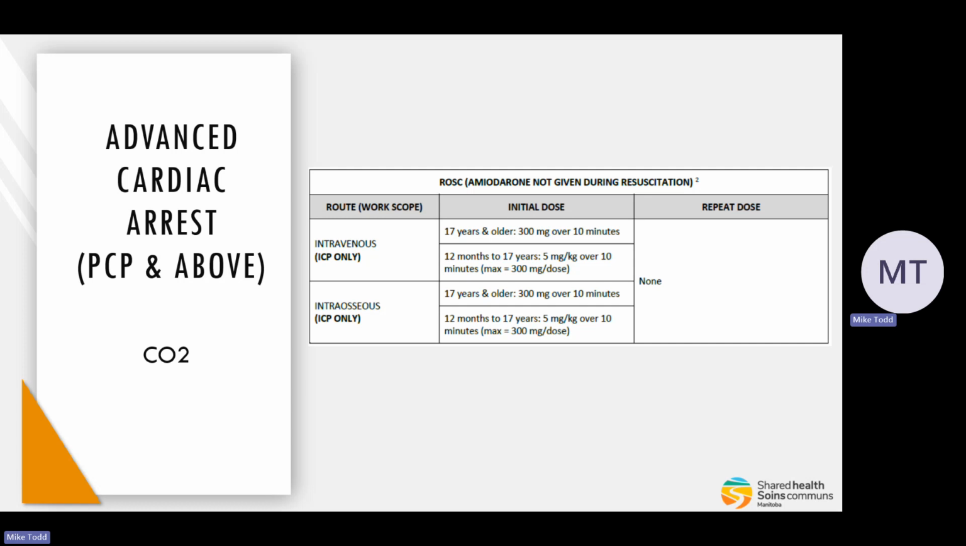So with that, for 17 years and older, it's 300 milligrams over 10 minutes. For 12 months to 17 years, it's 5 milligrams per kg over 10 minutes with a max of 300. So the max is the adult dose. And this has to be given over 10 minutes. So you can do it one or two ways. You can give it by slow push in a syringe over 10 minutes, or you can infuse it into a 100 cc normal saline bag and give that over 10 minutes, making sure you calculate your drip rate appropriately.